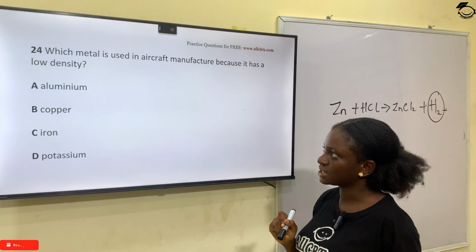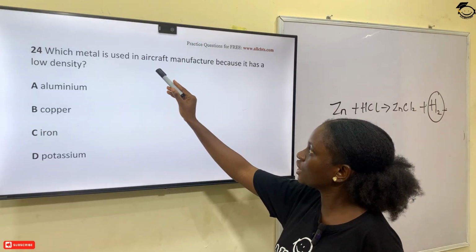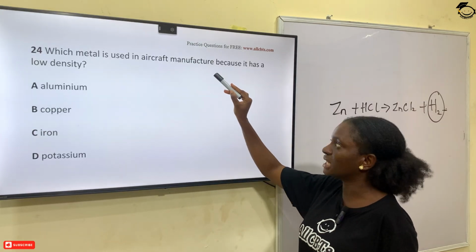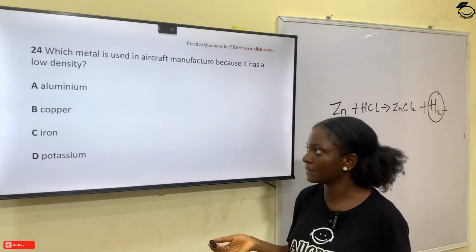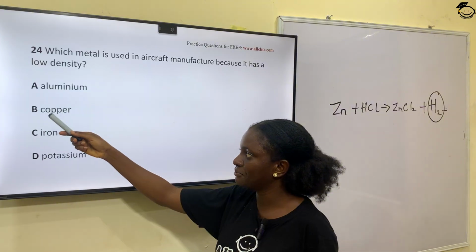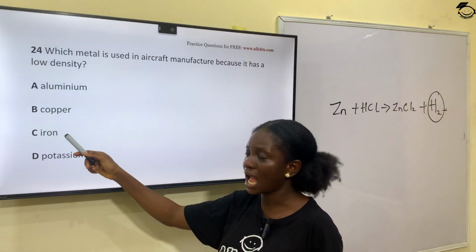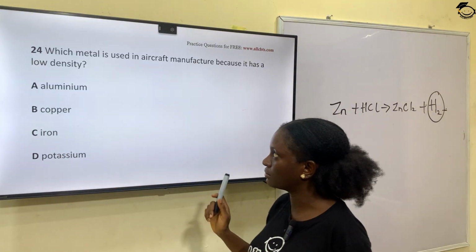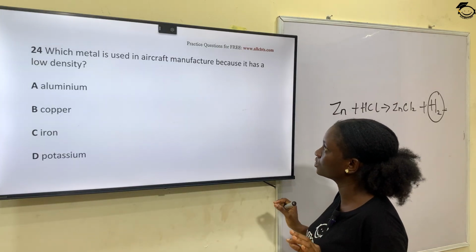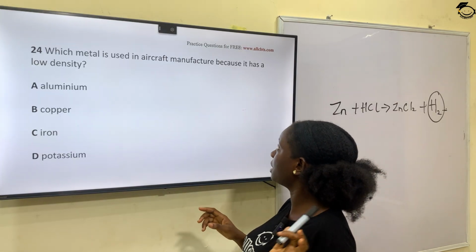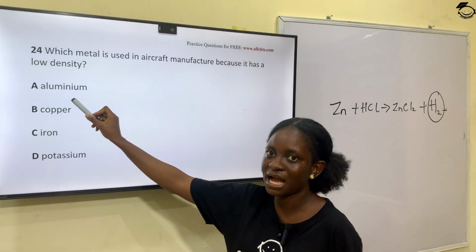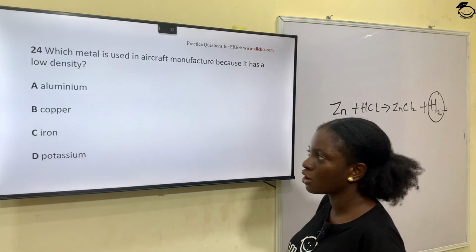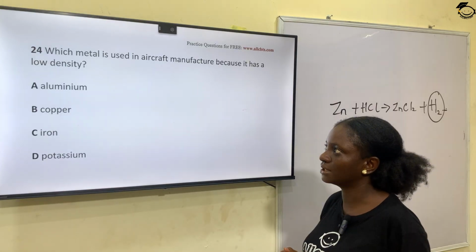Next question, 24. Which metal is used in aircraft manufacture because it has a low density? A. Aluminium, B. Copper, C. Iron, D. Potassium. The metal that is used in aircraft manufacture is aluminium. Aluminium has low density. Option A is the correct answer.